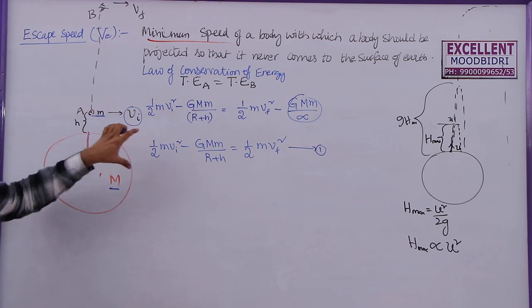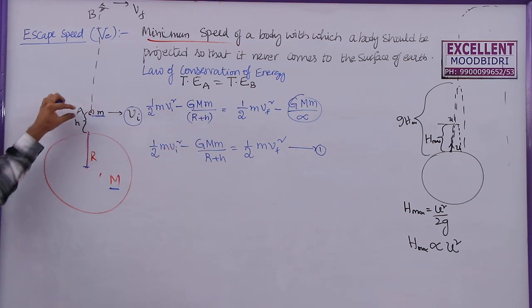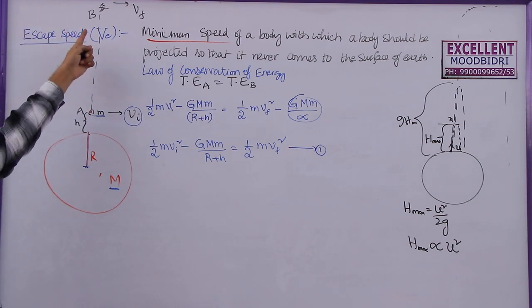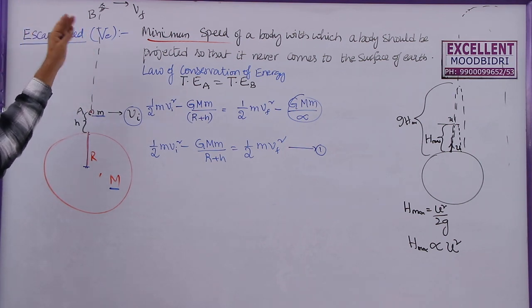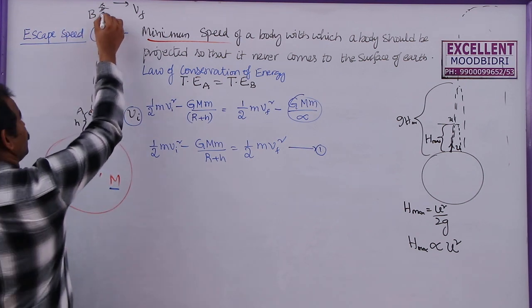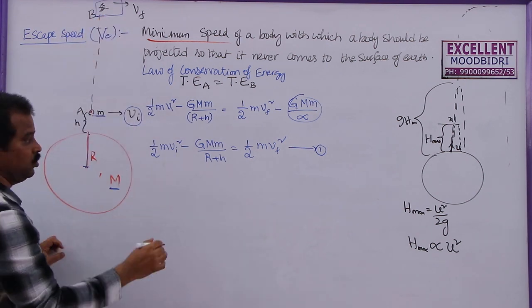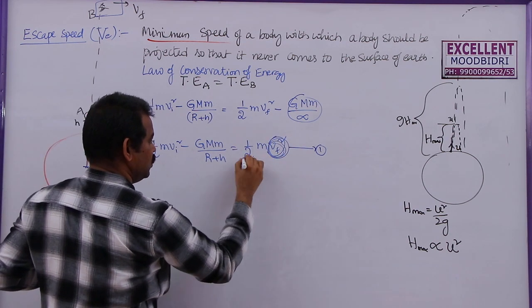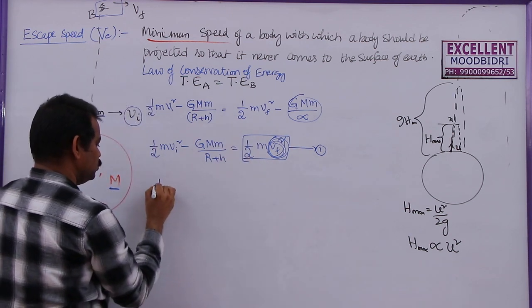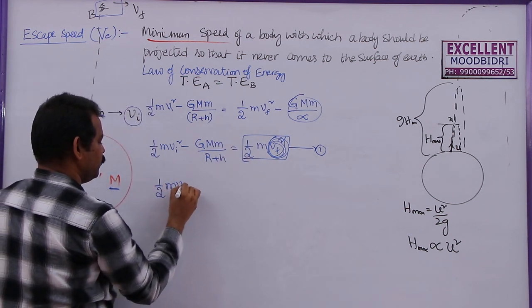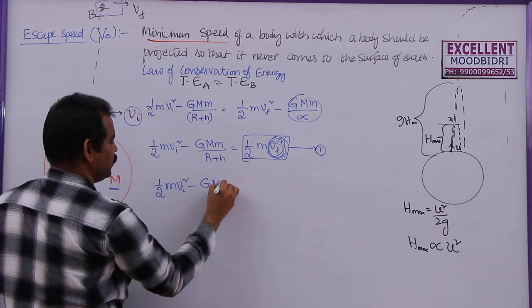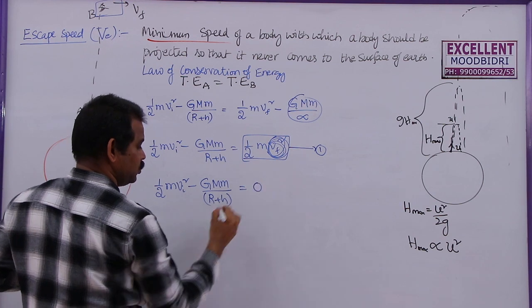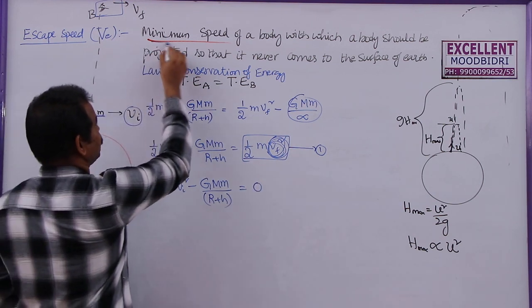Now, what are the minimum values here? You know that if you give the minimum velocity here, it will go there and finally it may stop there, or it may move with some velocity so that it never comes back to the surface of earth. So what is the minimum velocity here? The minimum velocity should become 0. If this value v_f is 0, this total expression will become 0. So this will become half m v_i square minus G M m by r plus h is equal to 0, because I need to find out the minimum speed here.